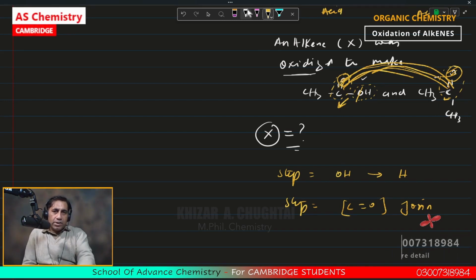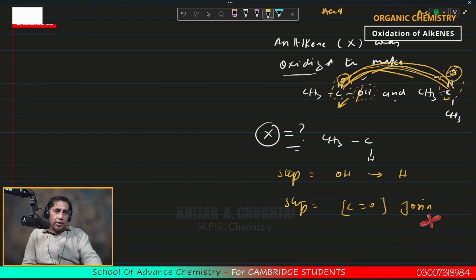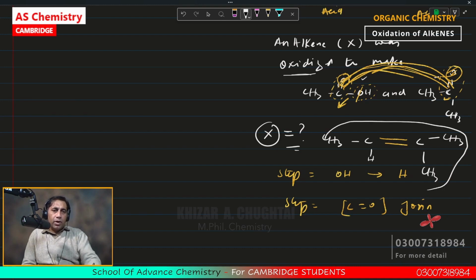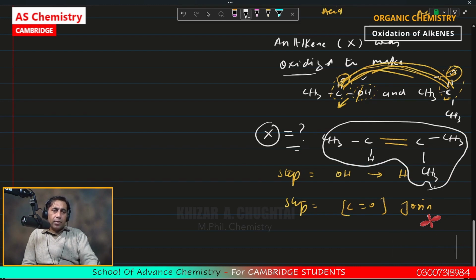So what is the answer? The answer will be CH3, here this is only H, here this is a double bond. This is the new double bond formed. What about this carbon? One side is having CH3, the other side is also having CH3. So this is the formula of alkene X.